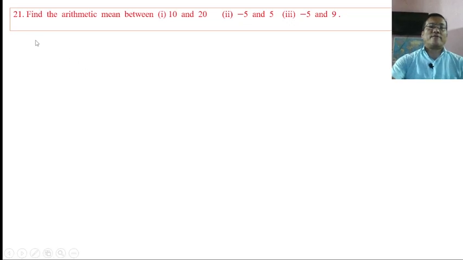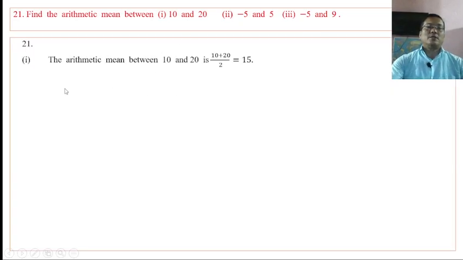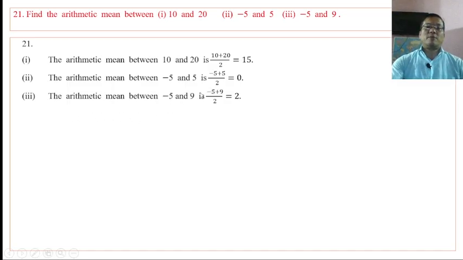Question number 21. Find the arithmetic mean between 10 and 20, minus 5 and 5, minus 5 and 9. The arithmetic mean between 10 and 20 is the sum of the two divided by 2, we get 15. The arithmetic mean between minus 5 and 5 is the sum of these two numbers divided by 2, we get 0. And the arithmetic mean between minus 5 and 9 is the sum of the two numbers divided by 2, which is 2.